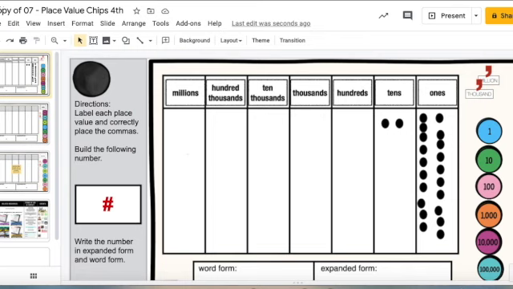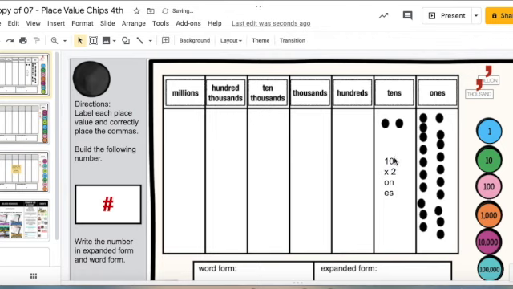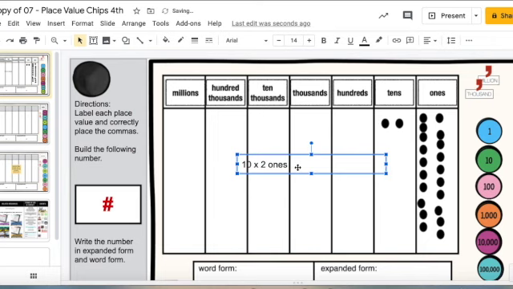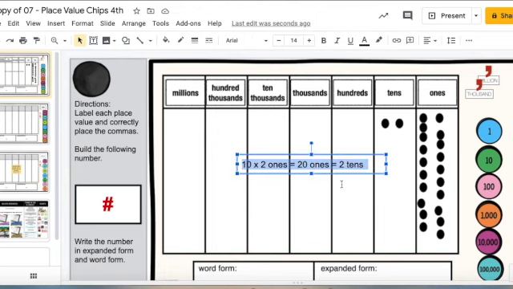And to write it as an equation would be 10 times two 1s equals 20 1s equals two 10s. Okay.